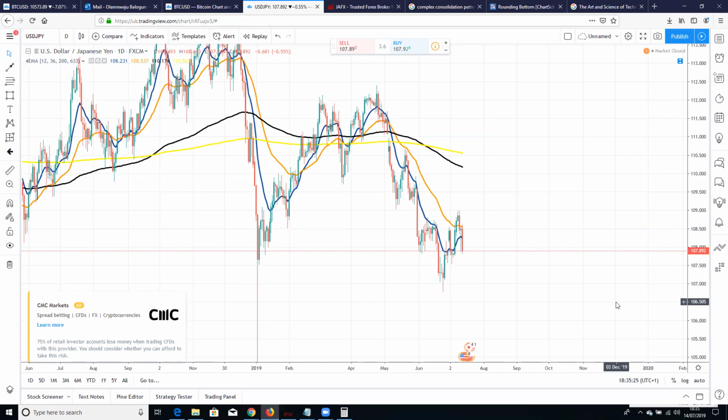If you can send your chart to the Telegram chat group on the dollar yen, then I will take a look into it.